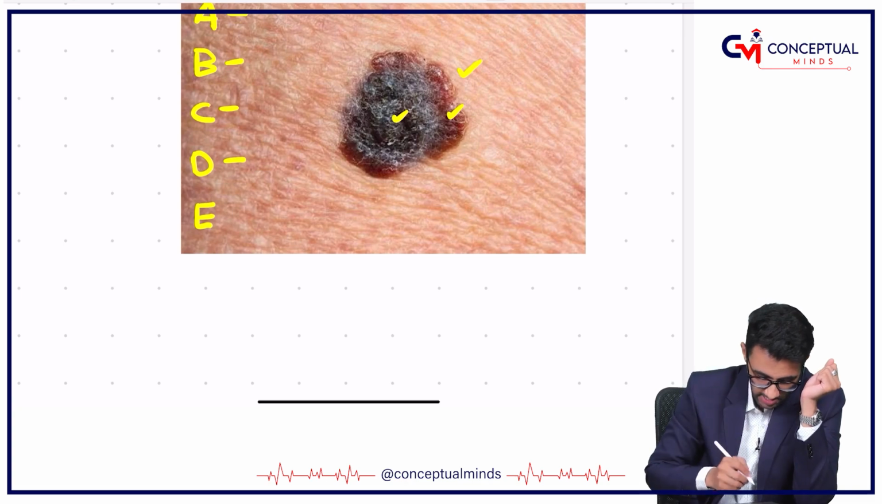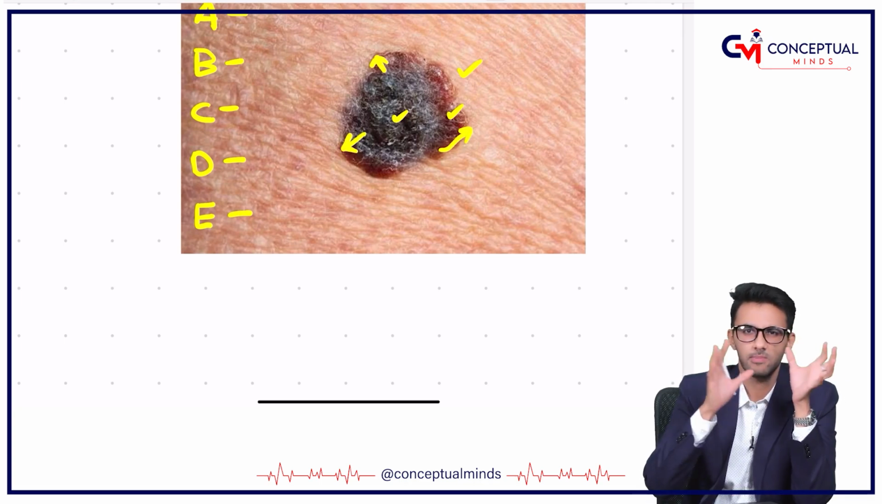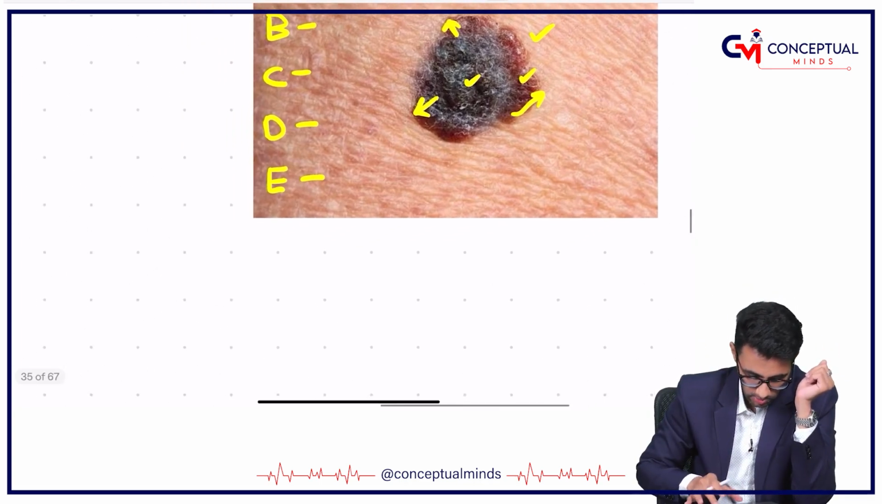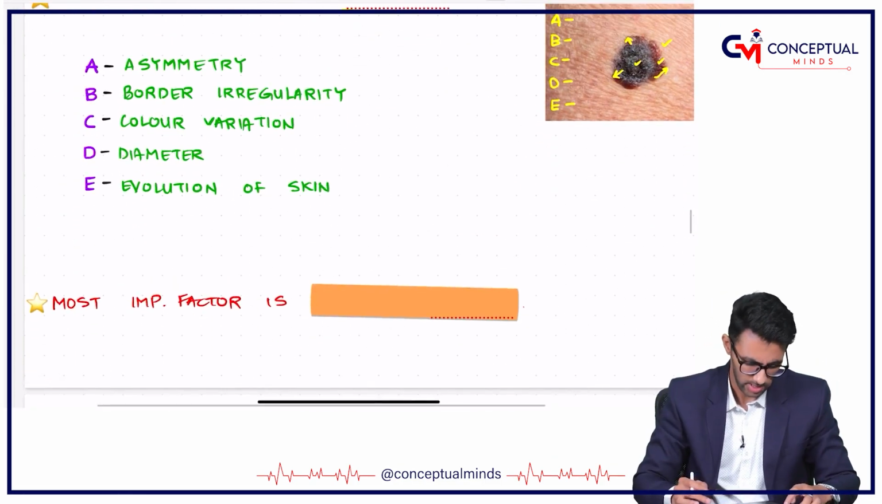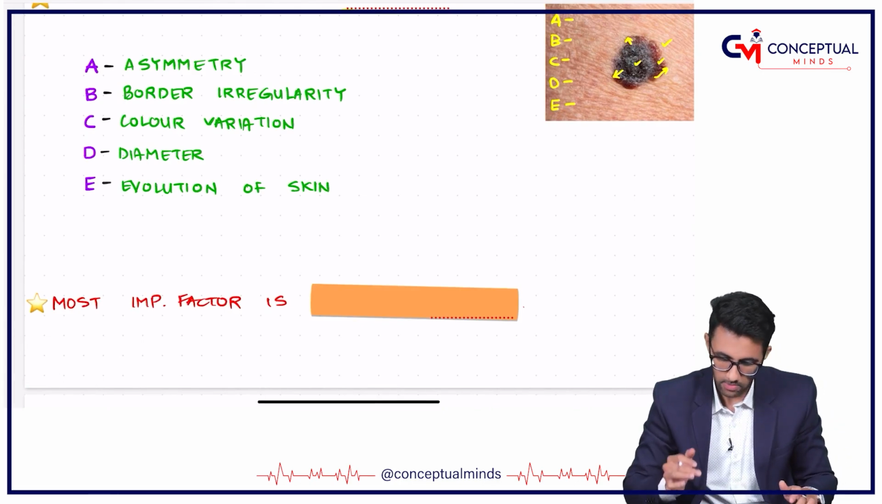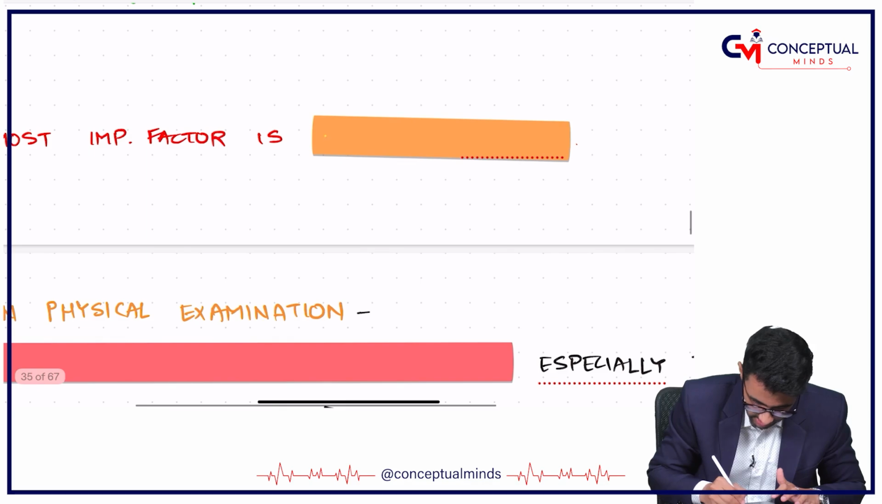Alright, and E is the evolution of the skin. We can see the way the skin is progressing outside. Okay, so that was all about the diagnosis part. Let's come back to the question I asked you some time back: what is the most important factor? So the answer is the depth of invasion.